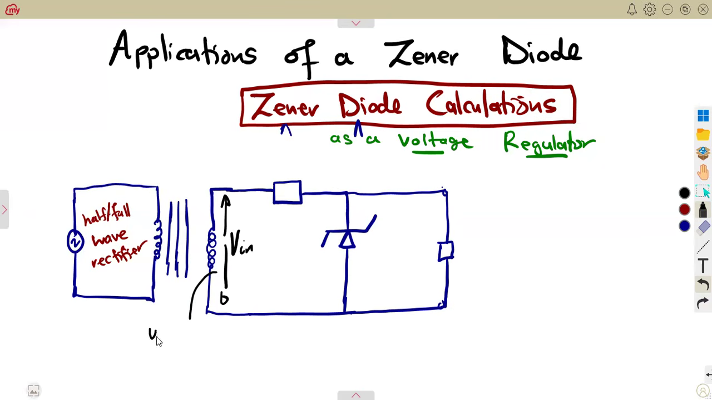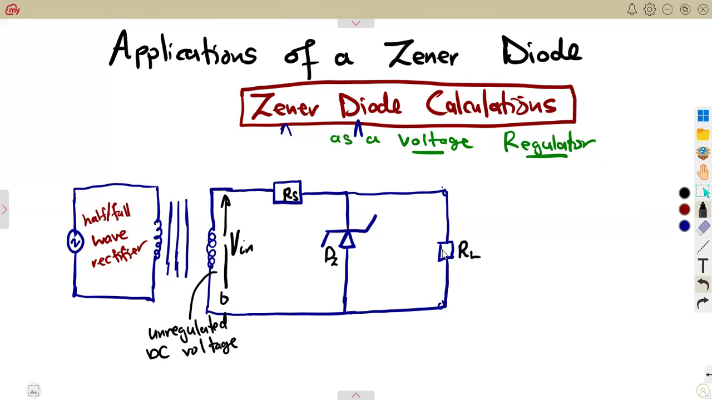So this one is unregulated. That's unregulated DC voltage, which is the output that we had from the rectifier there. This is your input that is entering the series resistor. So this is RS, the series resistor. The diode, so you're just going to consider DZ, and the load resistor.